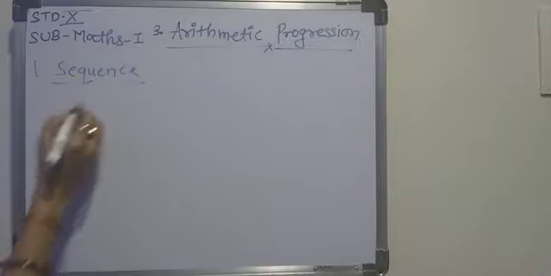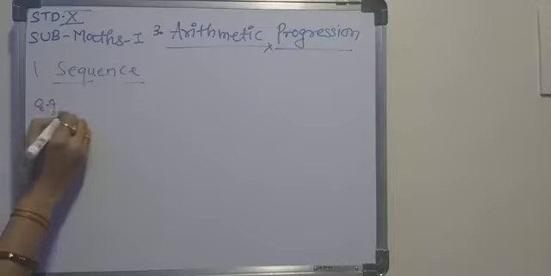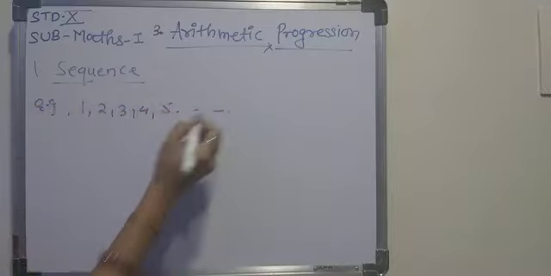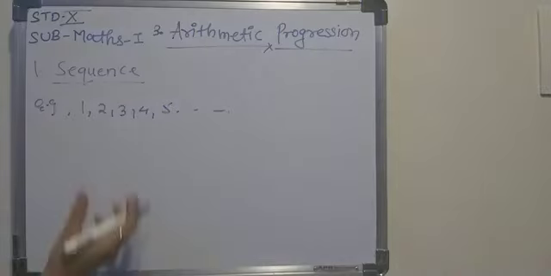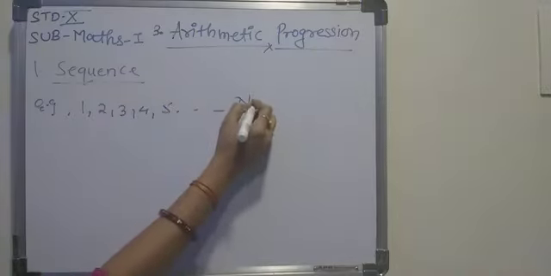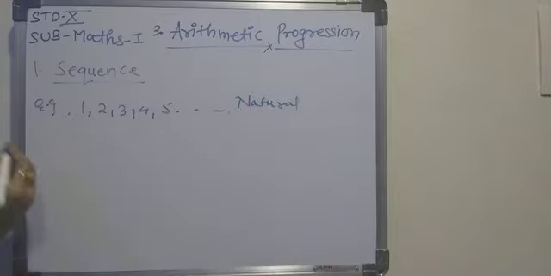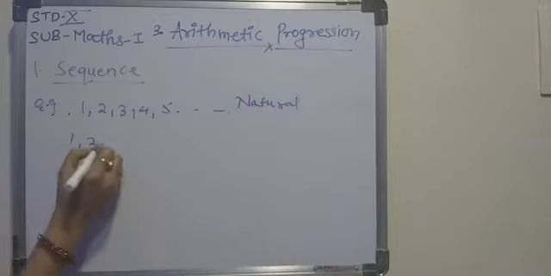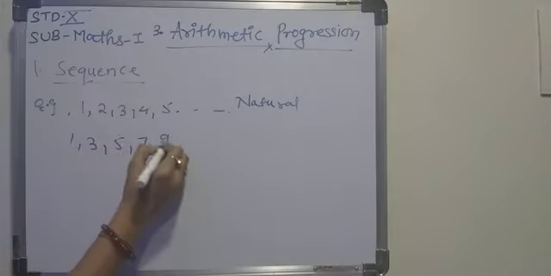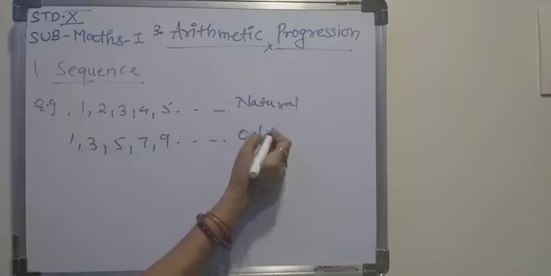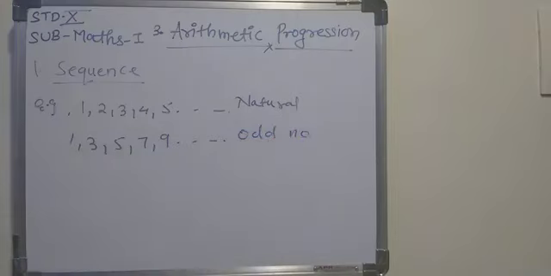For example, 1, 2, 3, 4, 5 and so on. What are you going to call it as? It's the set of natural numbers, right? Next one, 1, 3, 5, 7, 9, and so on. It's a set of odd numbers from the natural numbers.